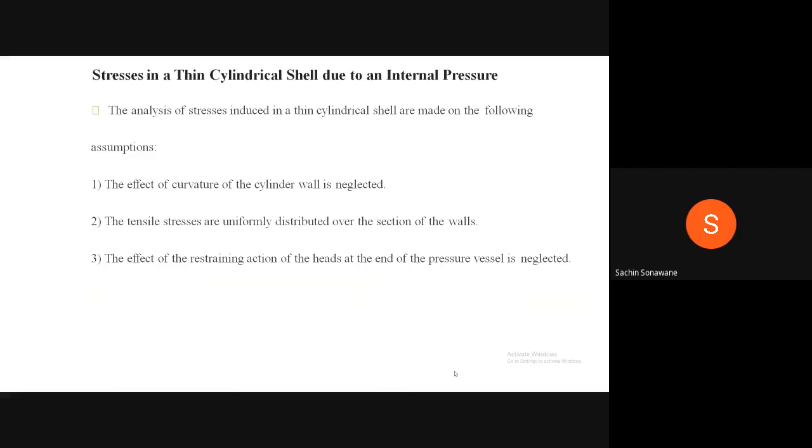Now stresses in a thin cylindrical shell due to an internal pressure. The analysis of stresses induced in a thin cylindrical shell are made on the following assumptions. The effect of curvature of the cylinder wall is neglected. The tensile stresses are uniformly distributed over the section of the walls. The effect of the restraining action of the heads at the end of the pressure vessel is neglected.